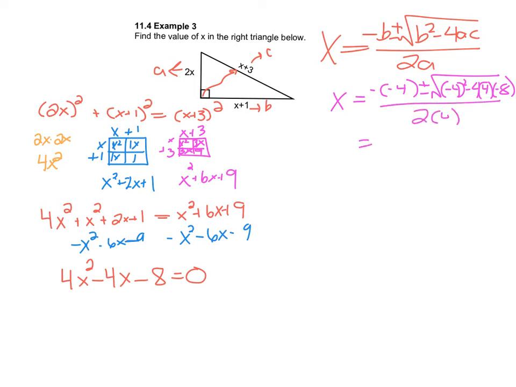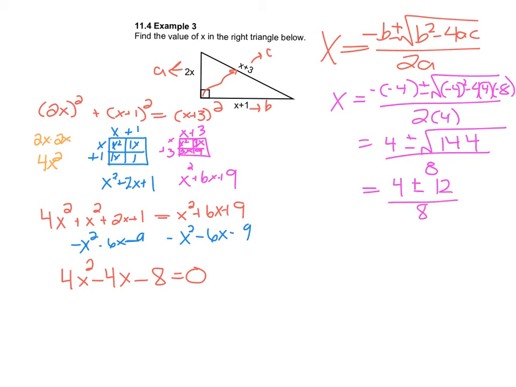And then if I begin to simplify this further, a negative 4 is a positive 4, plus or minus the square root. If I plug that into my calculator and carefully use parentheses, I will get 144 underneath my square root, and then all divided by 2 times 4, which is 8. So now if I break this down a little bit further, I get 4 plus or minus the square root of 144, which is 12, then all divided by 8.